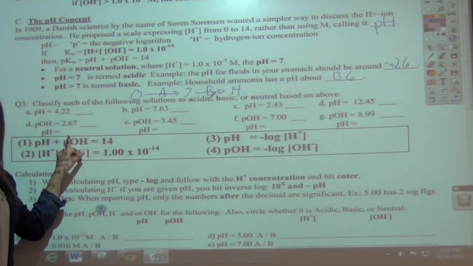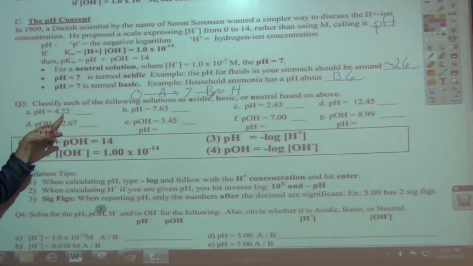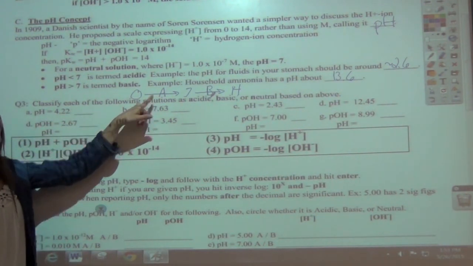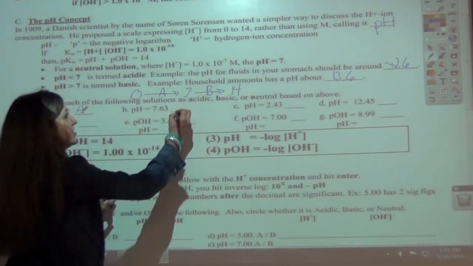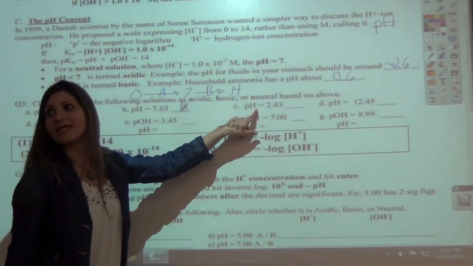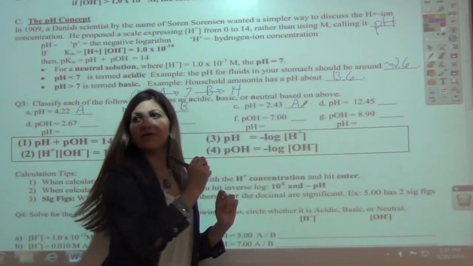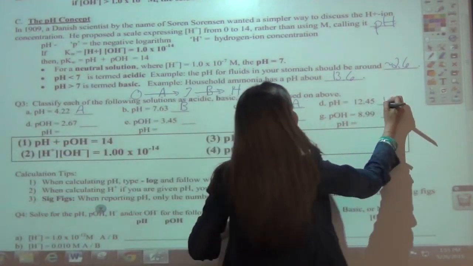So, let's keep going around here. So we were wrapping around before. So in the back of the row here, if the pH is 4.22, what does that make it? Acid. Very good. Next one, the pH is 7.63. Base. Very good. 2.43. Acid. Nice. 12.45. Very nice.